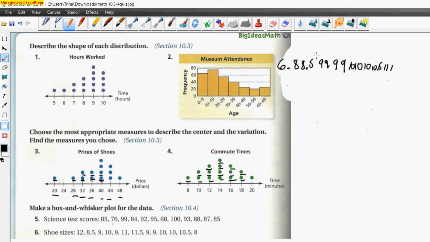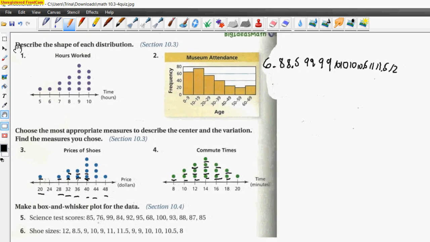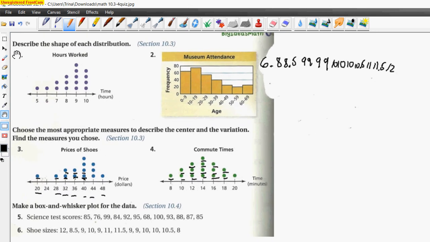Okay, 11, 11 and a half, and then 12. All right, so we have all this together. Let's take a look at it and go from there. So we need to do what?